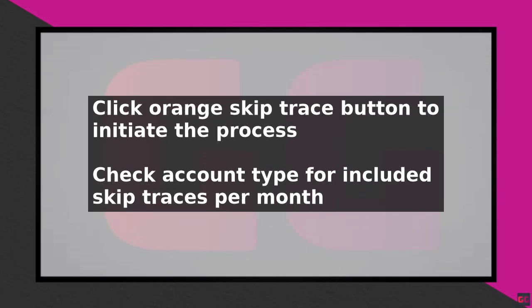To proceed, add the property to a list. Then click on the list to view the property details. An orange Skip Trace button will be visible. Clicking this button initiates the skip tracing process.